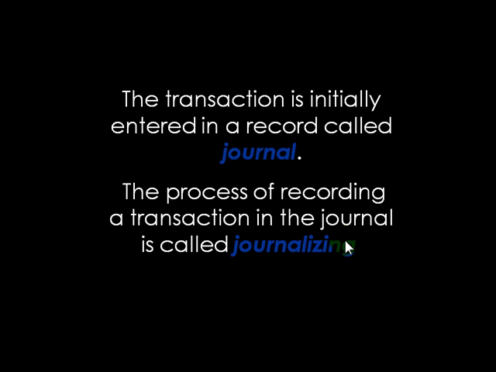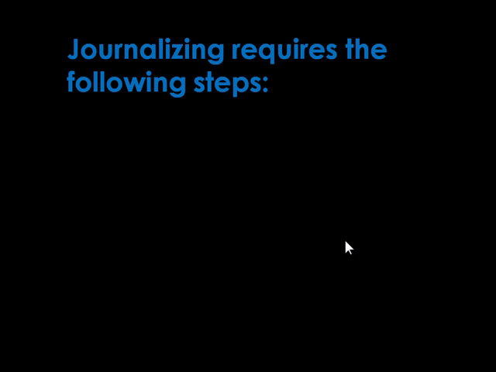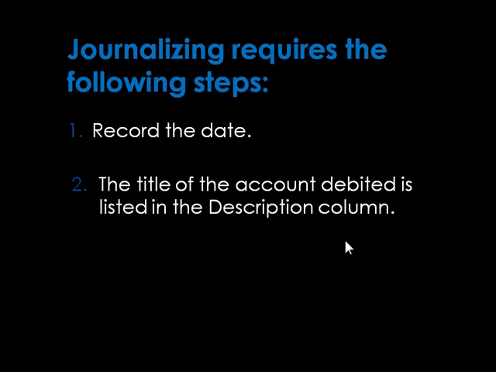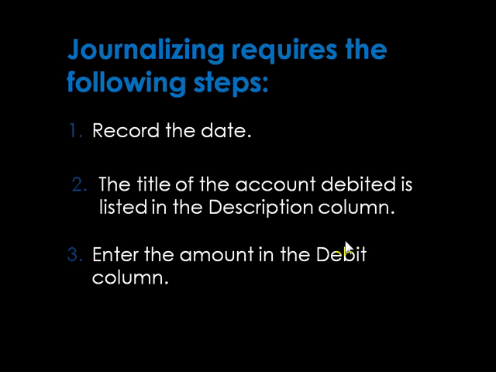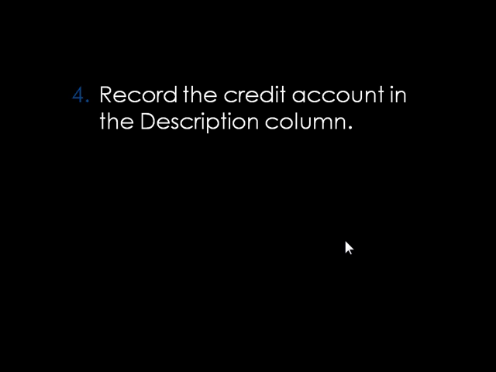A transaction is initially entered in a record called a journal, and the process of recording a transaction in the journal is called journalizing. So journalizing requires some steps. You're going to record the date, the title of the account, enter the amount in the debit or the credit column. So you're going to enter your debit and your credit. You're going to put in a description.